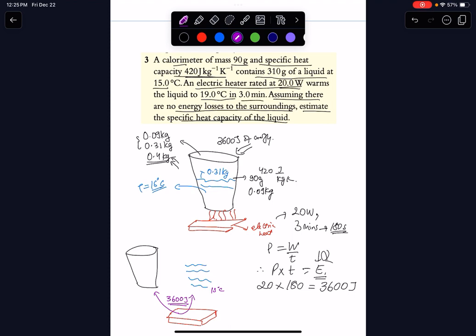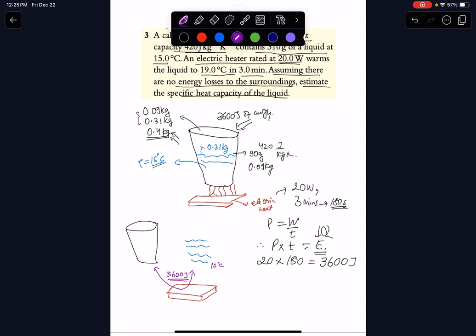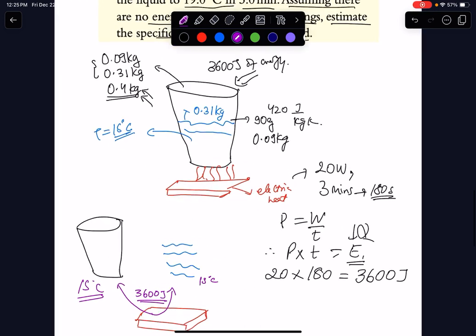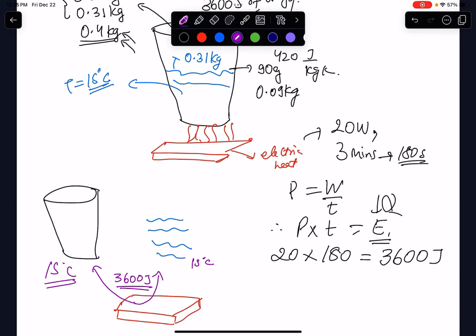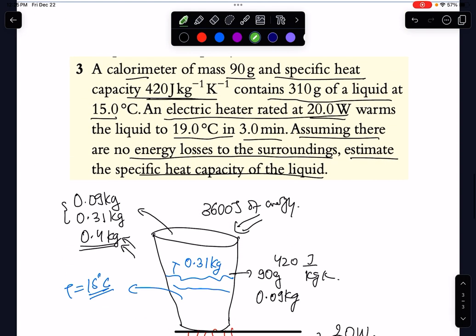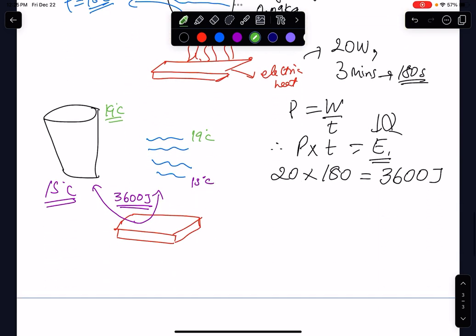So we can also say that the calorimeter would also be at 15 degrees Celsius. We'll say both of them are at 15 degrees Celsius because they're both connected. And we know that the final temperature of the water is 19 degrees Celsius, and that's the same thing for the calorimeter. They give us the specific heat capacity of the calorimeter, which is 420 joules per kilogram Kelvin, but we don't know this for water.